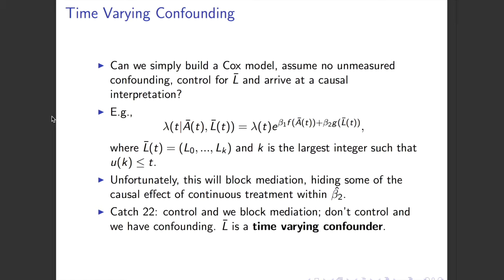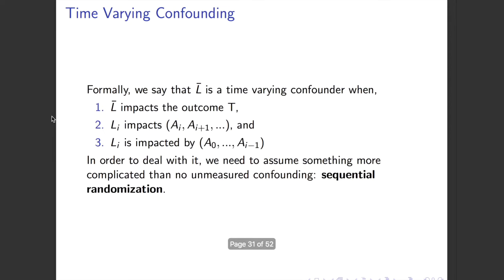So we have a catch-22, right? Because if we control, we block mediation, but if we don't control, we have confounding. This situation arises whenever you have a time-varying confounder. Let's define that formally. We say that L bar is a time-varying confounder when it impacts your outcome, the ith L impacts all future treatments, and it is also impacted by previous treatments. If you look carefully, the situation that we described with CD4 cell counts has that problem.